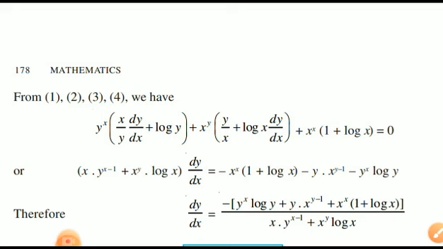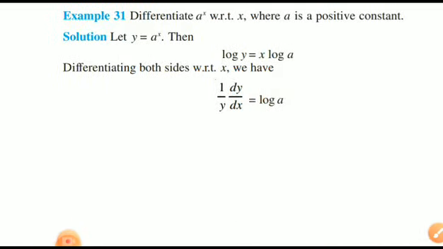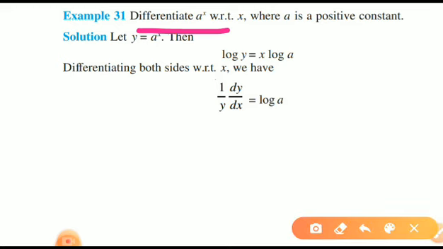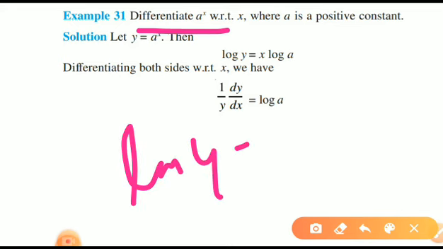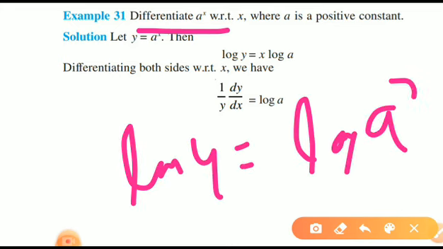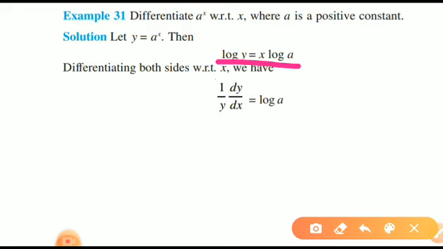Okay, is that clear? Now the next type: differentiate a raised to x with respect to x. Here we are going to find the derivative of a raised to x. Already we know what it is. So what to do here? Apply log on both sides. So I'll have log of y is equal to log of a raised to x. Making use of the property, log of m raised to n is n into log m, I'll have log y is equal to x log a.